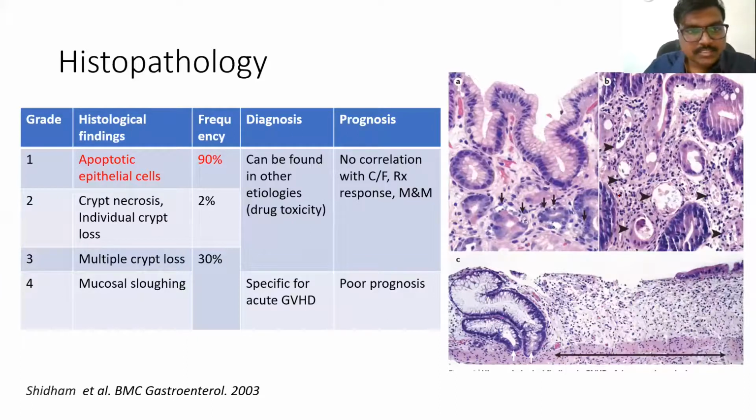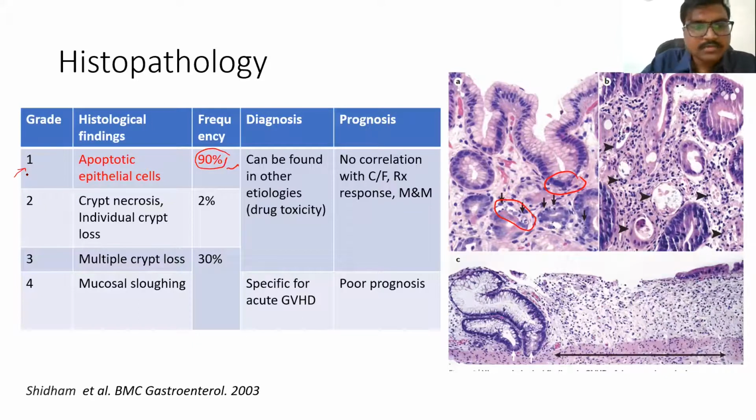Coming to histopathological grading, the immune-mediated damage to the gut wall is predominantly seen in crypts where the stem cells are high, and the classical finding is the presence of apoptotic epithelial cells. This is a hallmark finding in graft versus host disease, found in 90% of patients, and this is considered only grade 1 if there are only apoptotic epithelial cells.